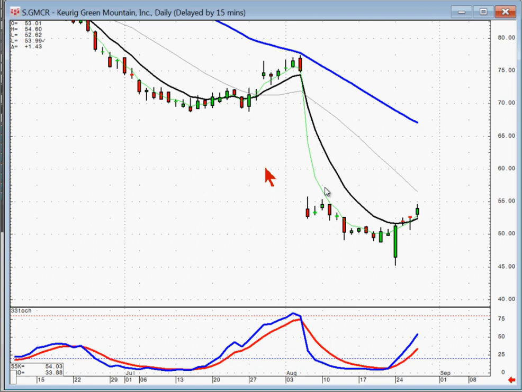Yes, but remember, those moving averages, on the 10-minute charts, they seem to work just as well.